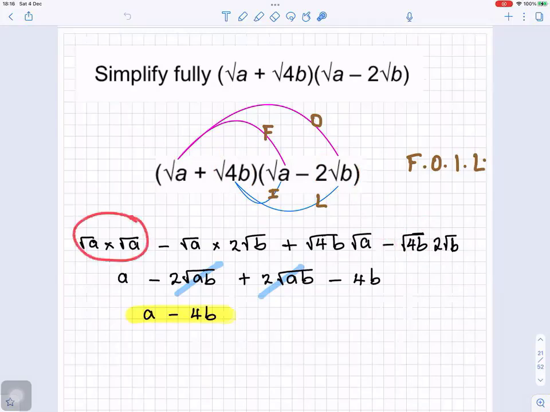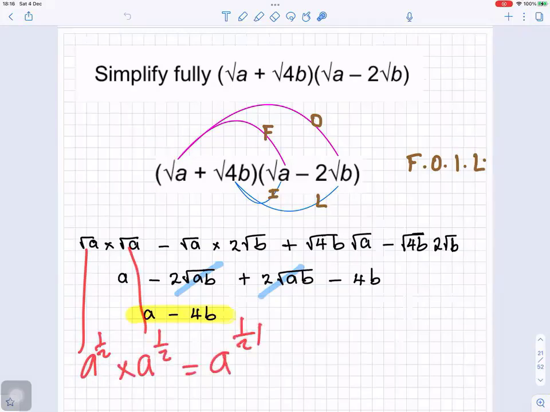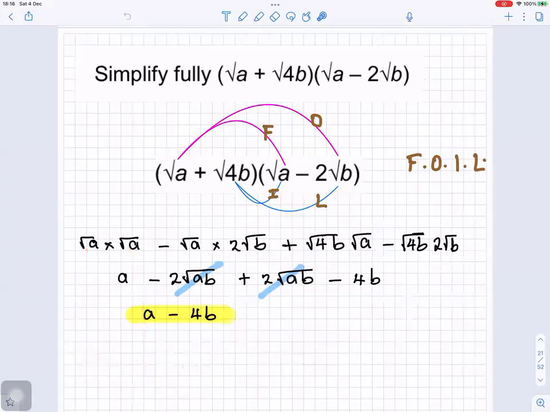Now, square root of a times square root of a is just a, because square root of a is like a to the half. Square root of a is a to the half. When you times them, you add the power. A to the half plus half. Half plus half is 1, so it's a to the 1. Did you see that? If you blink, you miss it.